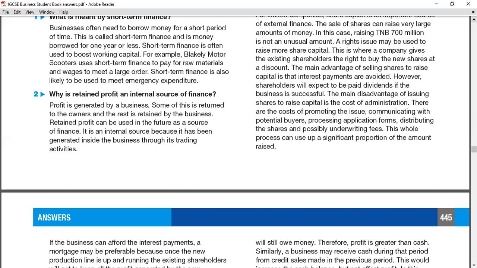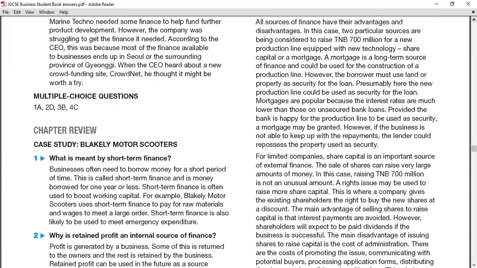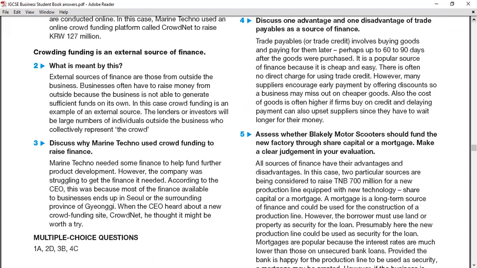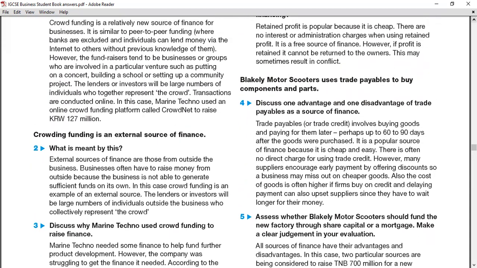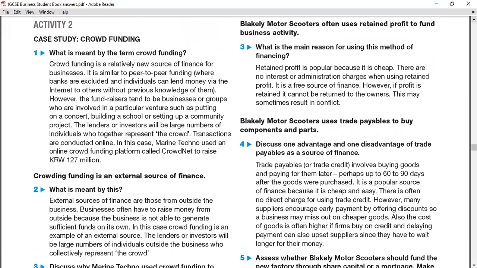Therefore, it's internal. And question number 3, they're asking from this case study: what is the main reason for using this method? Blakely Motors often use retained profit to fund their business activity.